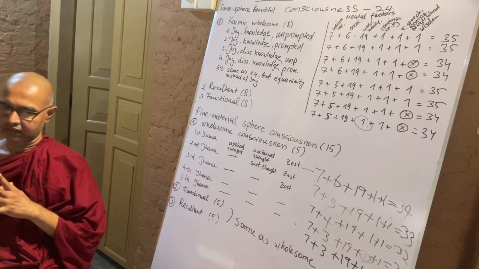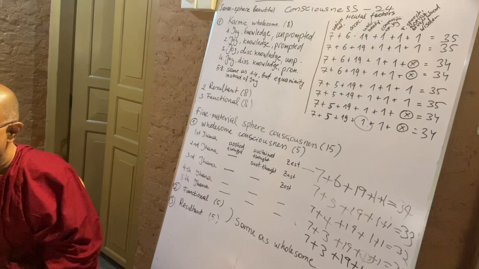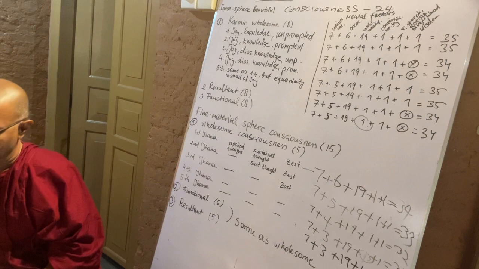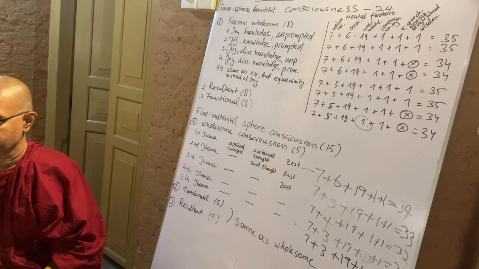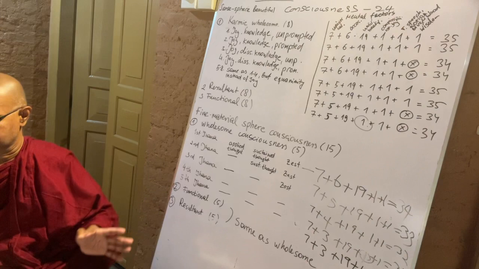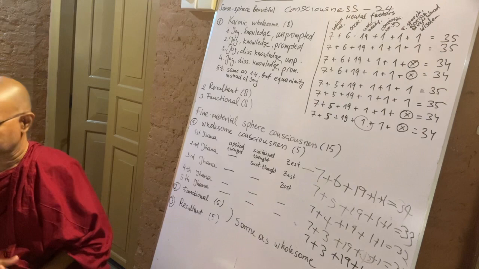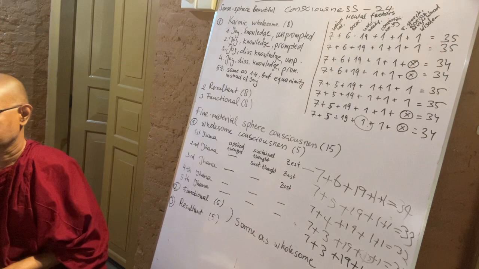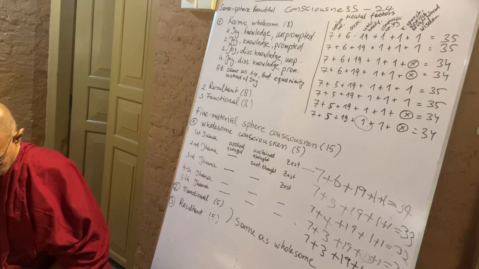Yes? I have a question. In the fine material sphere, all the four elements are there, and all the aggregates are there: form, feeling, perception, mental formation and consciousness. But in this immaterial sphere, you don't have form. The other four are there: feeling, perception, mental formation and consciousness.